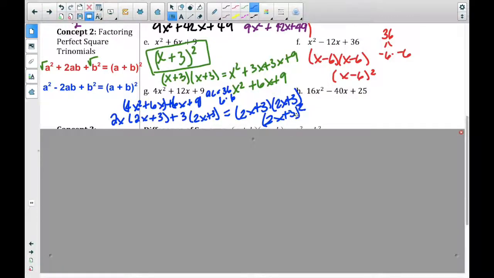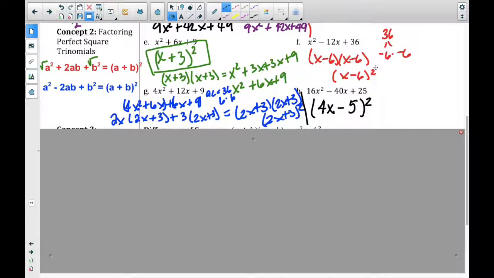Yes, I could have. Let's look at example H and figure out how to do this with the rule instead of kind of the long AC way. The rule says take the square root of 16x squared, take the square root of 25. Notice it is a minus, so I'm going to put a minus in here. Wait a second, what happened to my 40?